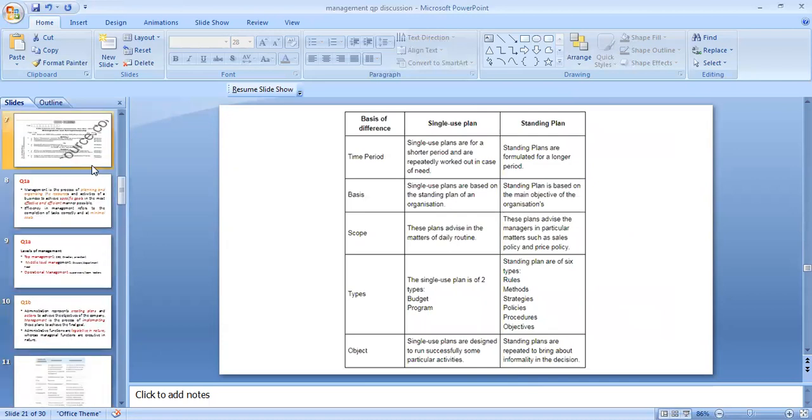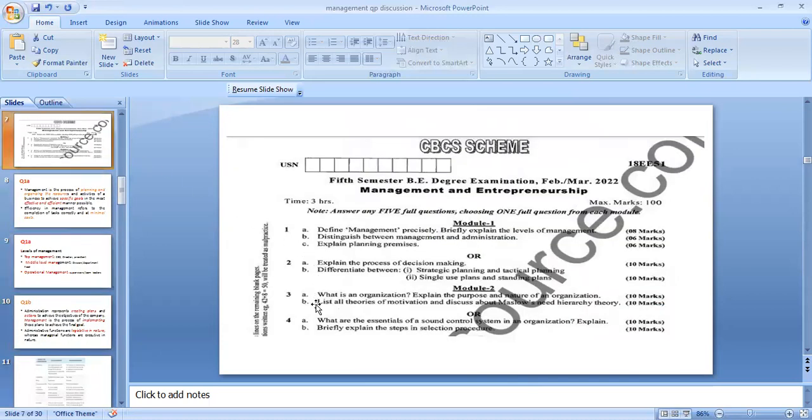Question number 3, question number 3A. What is organization? What is the purpose and nature of organization? You should know the management processes and organization behavior. As an engineer, you should know what the management process is and what organization behavior is. So let us discuss question number 3A.